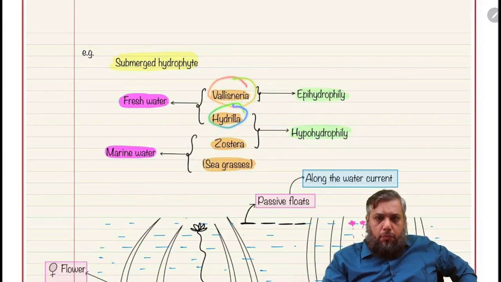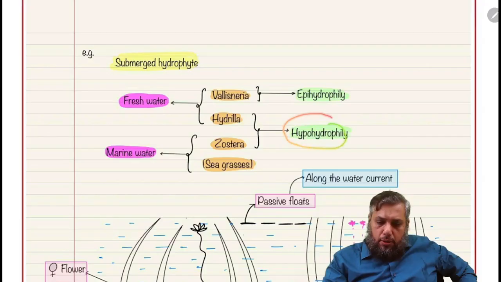Okay, Hydrilla can also show the second type, that is hypohydrophily, which is pollination under the surface of the water, that is shown by Zostera marina.